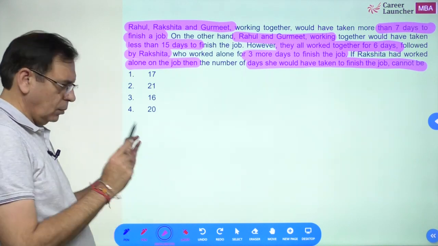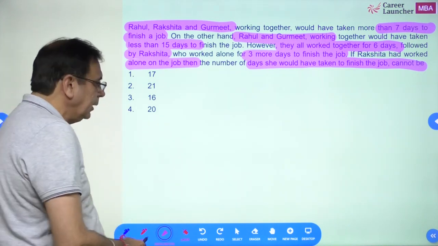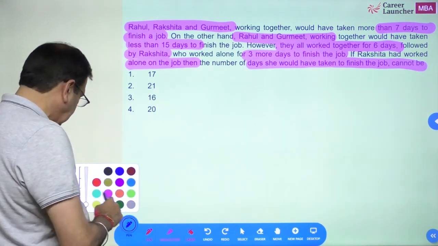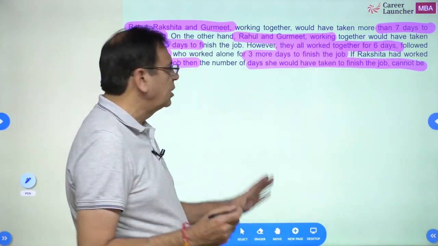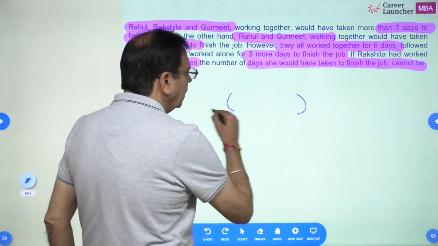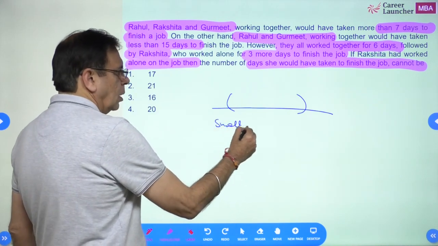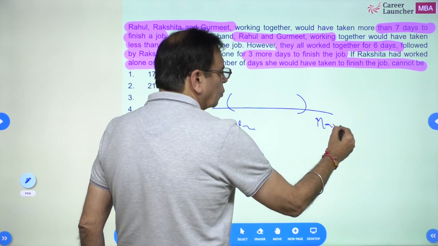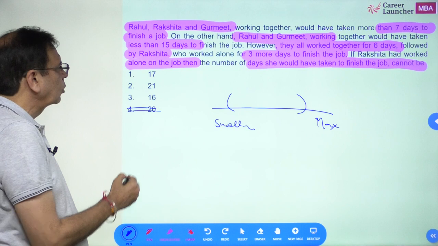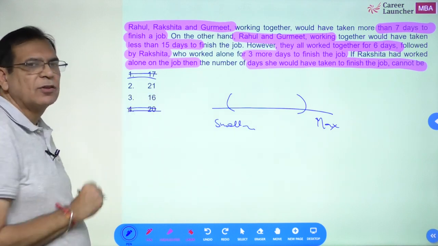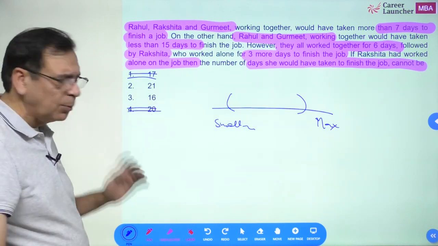Okay? Now, when it says it cannot be, that means 3 values are possible. What does it mean? When we say it cannot be, what it effectively means is your answer will be an extreme choice, because your answer will be in this range. That means the smallest or the highest value will be wrong, which means 20 is not a possible answer, 17 is not; the answer will be either 16 or 21. The answer has to be one of the extreme values only. It will be 16 or 21, that is my starting point.